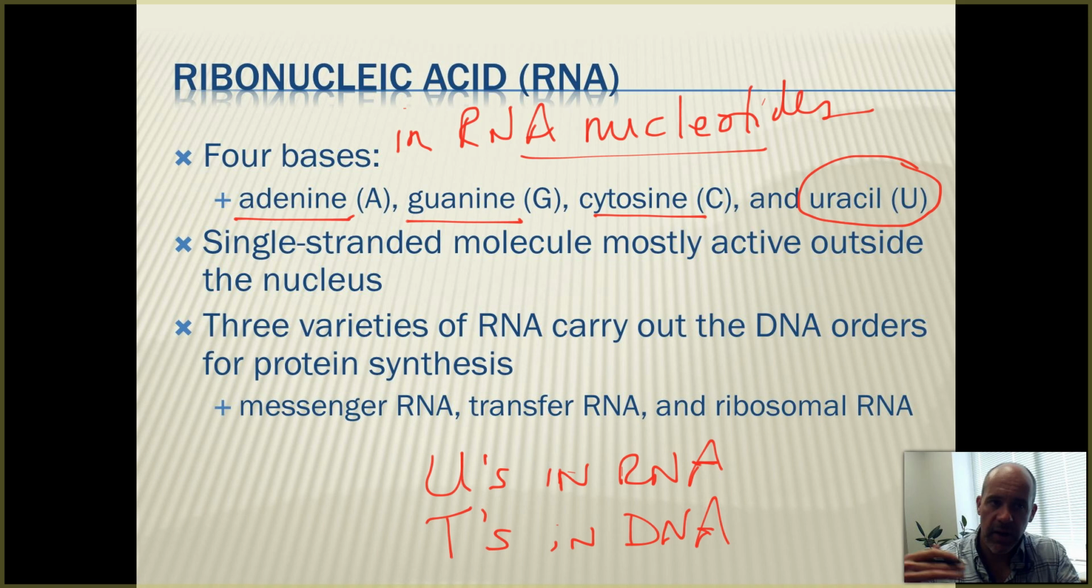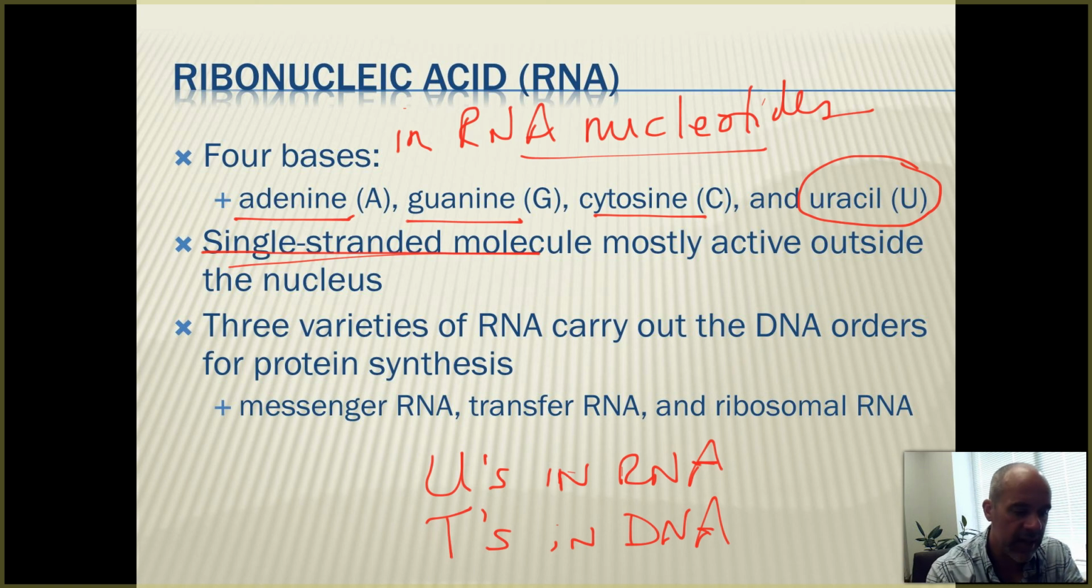All right, so in DNA you're not going to find uracil. In RNA you won't find thymine. That's one difference between the two. RNAs are almost always single-stranded. They help out again with this reading of the genetic recipes that tell cells how to make their proteins.